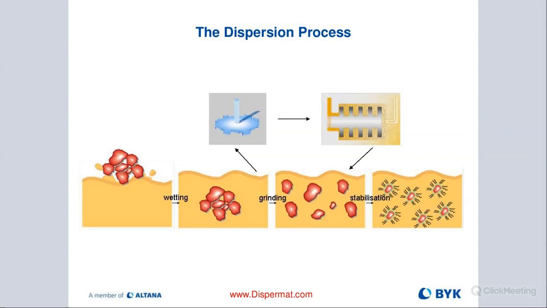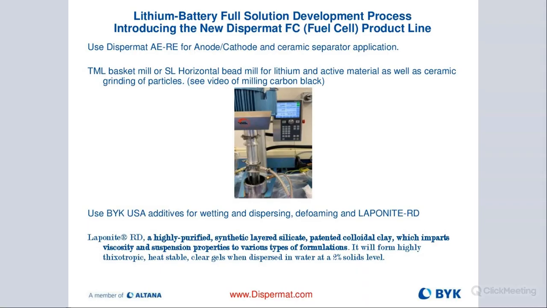So here is the entire process. We're wetting first, then pre-dispersing with the Cowles blade. When we reach the desired particle size of our aggregates and want to go smaller, that's when we need to do the media milling, and then finally we want to stabilize our slurry with the right additives.